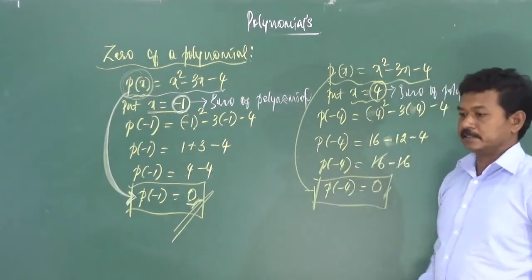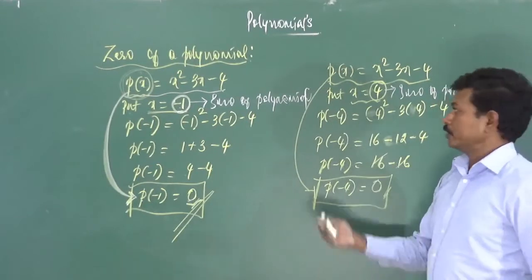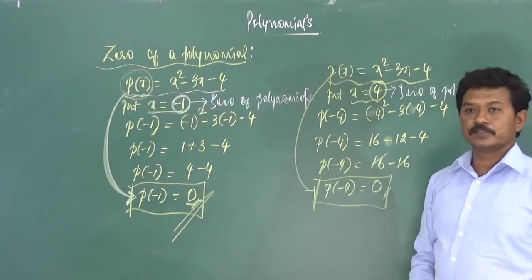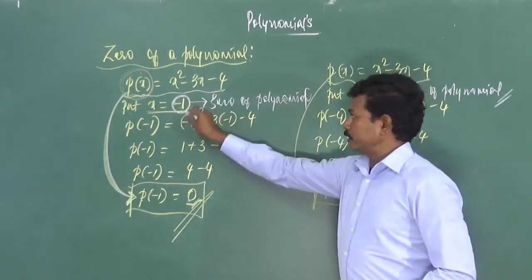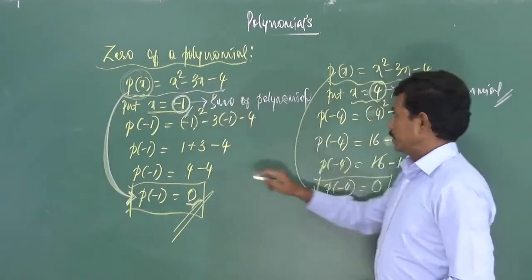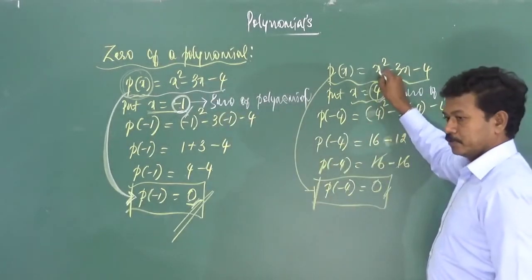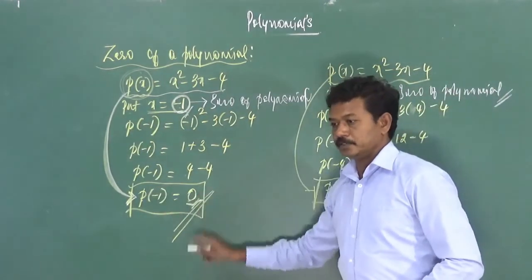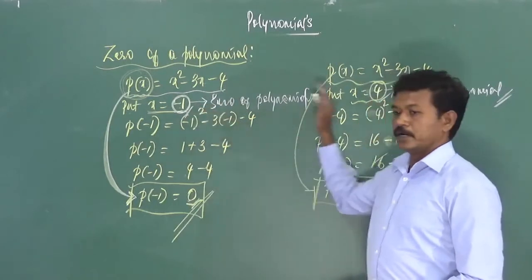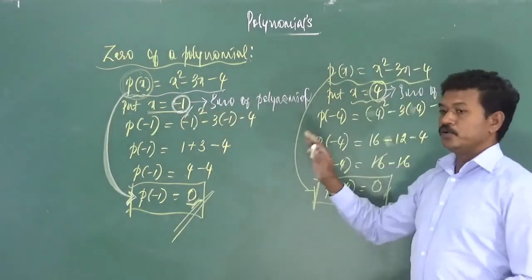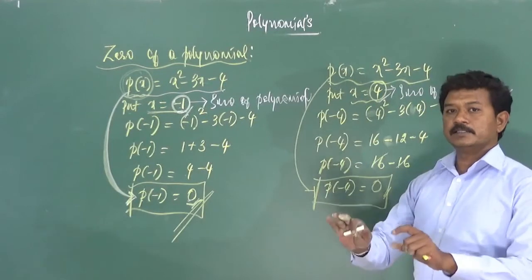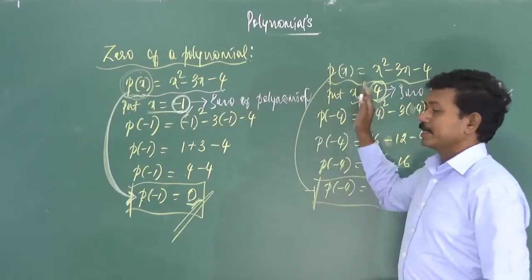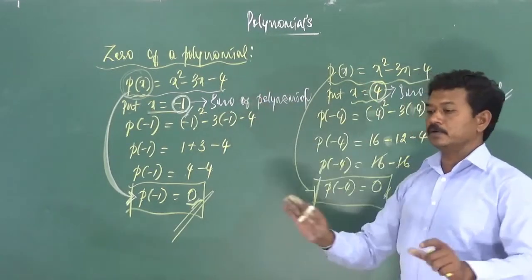So like this, how many values are there to make p of x, that is x square minus 3x minus 4, equal to 0? Here only minus 1 when substituted to this polynomial, and 4 when it is substituted to this polynomial, can make p of x equal to 0. No other real number apart from minus 1 and 4 can make this p of x equal to 0.